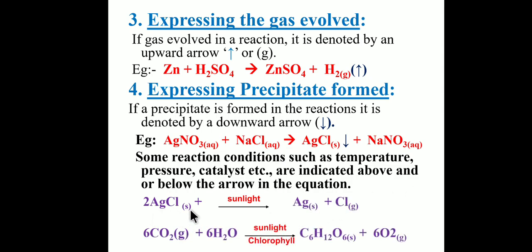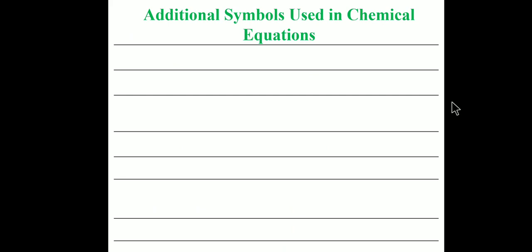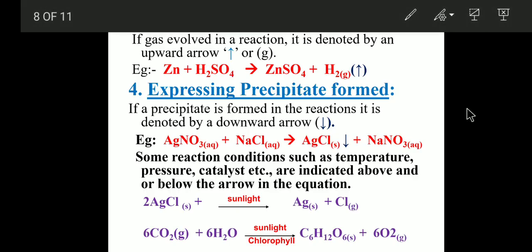2AgCl, silver chloride, which is a solid, on reaction with sunlight splits. In the presence of sunlight, AgCl is converted into solid silver and chlorine. Actually, here the equation is not balanced, so we have to represent 2Ag there. Understand? Let me show this. 2Ag.